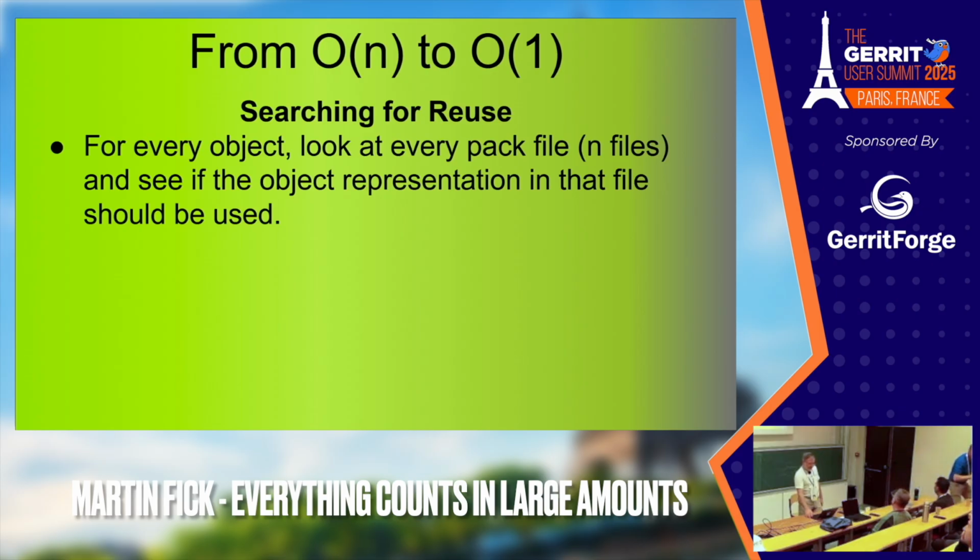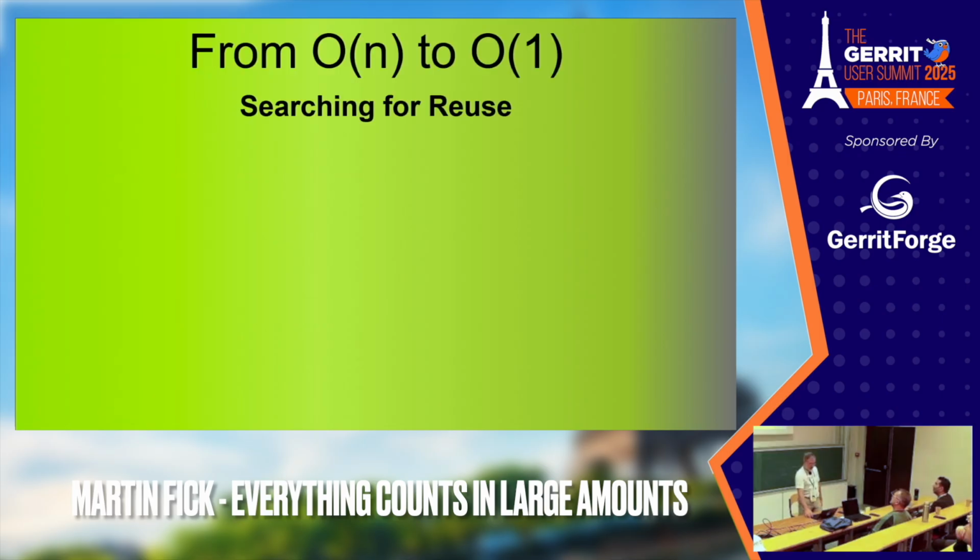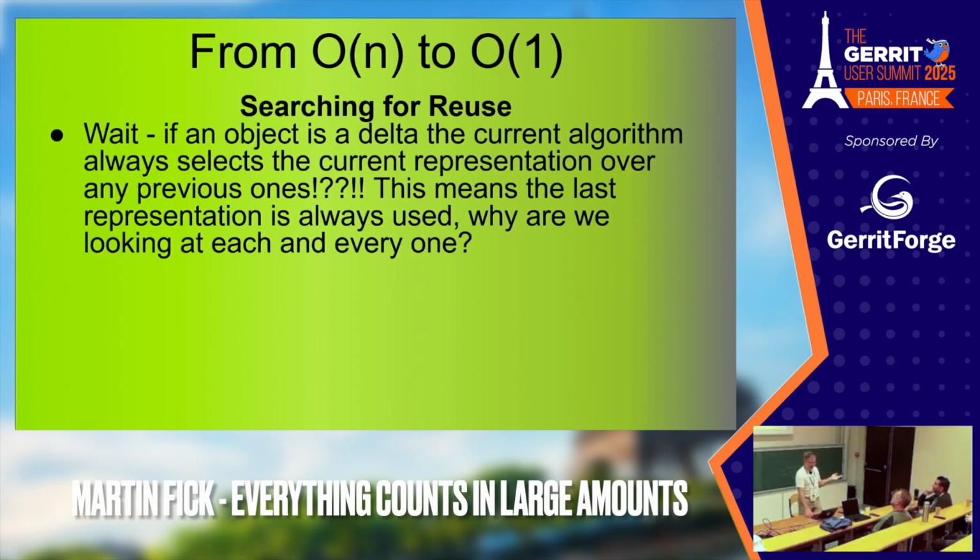I want to skip through some of this. This was a really good optimization, but it's in there. It's the biggest one. I made it searching for the packs, go down from O(N) to O(1). Basically, what I realized is the current algorithm for searching through the packs was really pretty dumb because it always picked the last one.